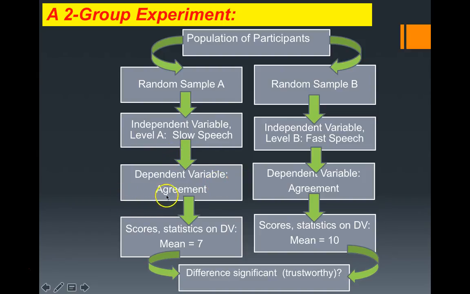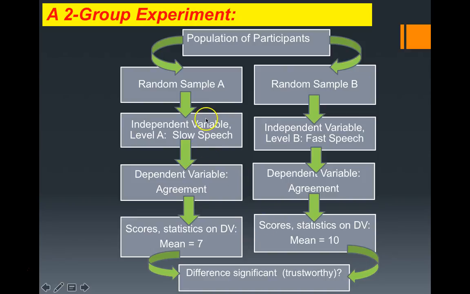And so we compare agreement in this group versus this group. We would compute some statistics, and let's say that on a 15-point scale, where 15 equals maximum agreement with the message and 1 equals maximum disagreement, the average agreement was 7 in the slow speech condition, and it was 10 in the fast speech condition, right? Okay, so we've got a numerical difference which seems to support our hypothesis. The question is, is this a trustworthy difference?